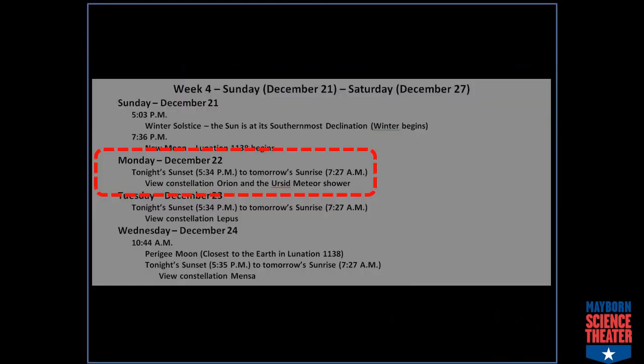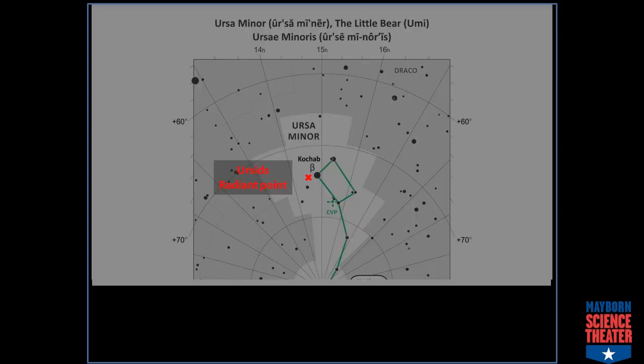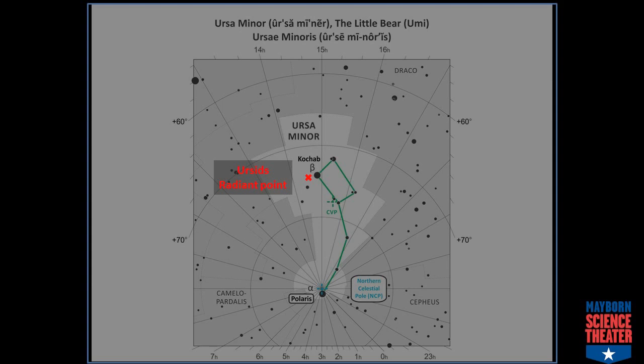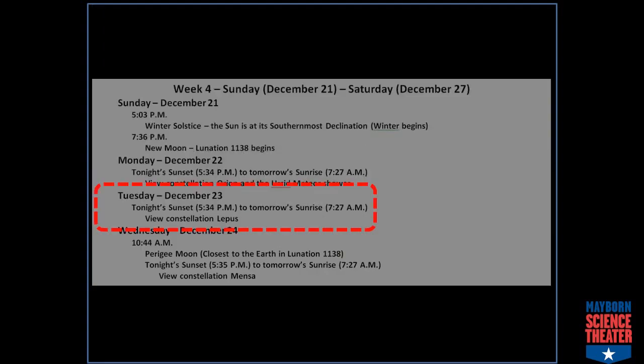Okay. Let's go on. Notice we said also there's something else. There's the Ursid meteor shower. And that comes from the constellation of Ursa Minor. You find Polaris, go to the opposite end, if you will, of the handle, find Kochab right here, and just next to it is the radiant point for the Ursid meteor shower. Be able to see that at night.